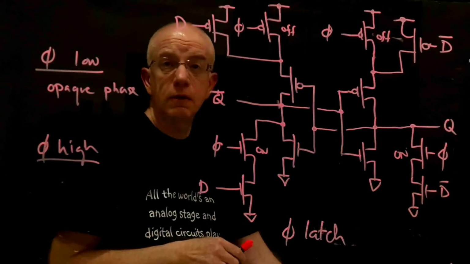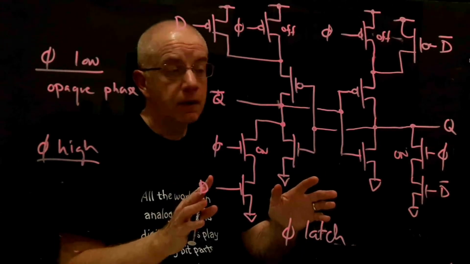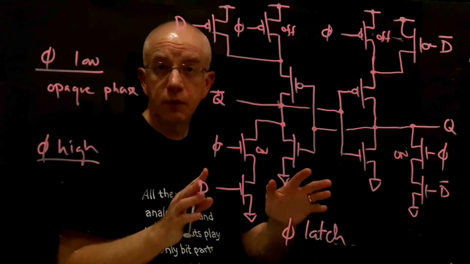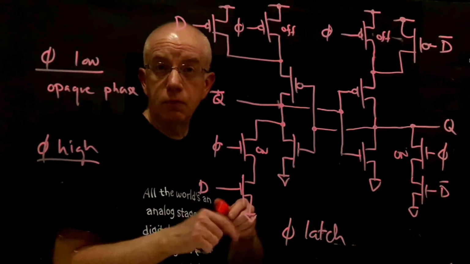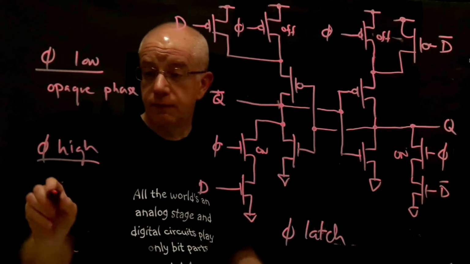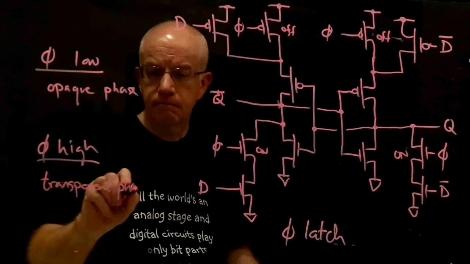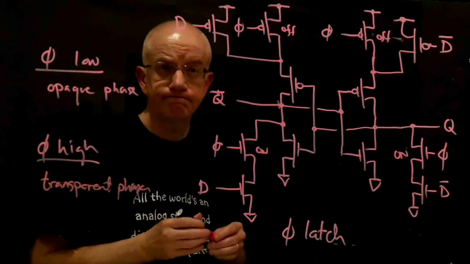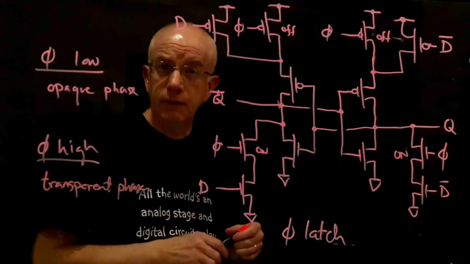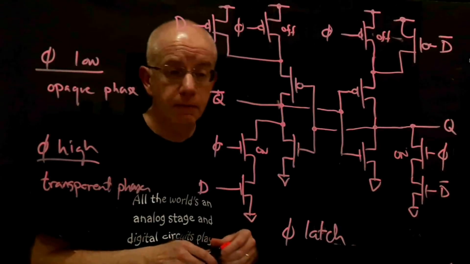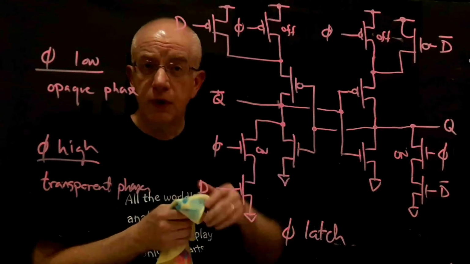And so that means that since D and D bar are complementary to each other, then this is going to be like a transparent D latch with no writability problem. And so this is the transparent phase of operation. Okay, so this is the first half of our D flip-flop. And the second half is basically just flipping this upside down.